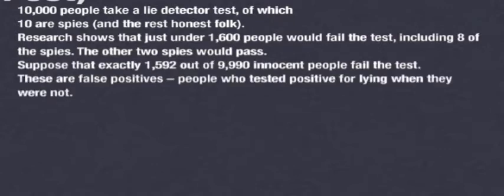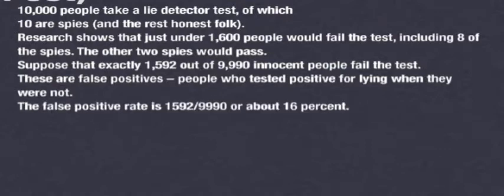So let's just do the calculation here. Out of the 9,990 innocent people, 1,592 of them failed the test. And they're what we call false positives. They're people who tested positive for lying when they weren't. They weren't lying, they were telling the truth. And we calculate the percent at 16%, and sensitivity is 100 minus that. So sensitivity is 84%.